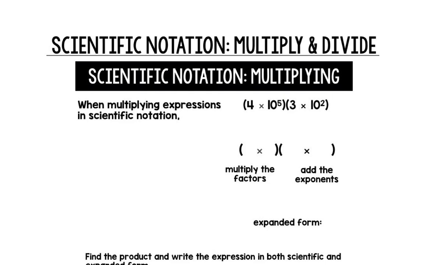In this lesson, we are going to multiply and divide numbers in scientific notation. So when we are multiplying, the first thing that we're going to do is multiply the factors in front. So this would be 4 times 3. Let's write this over here for directions. Multiply the factors in the front.